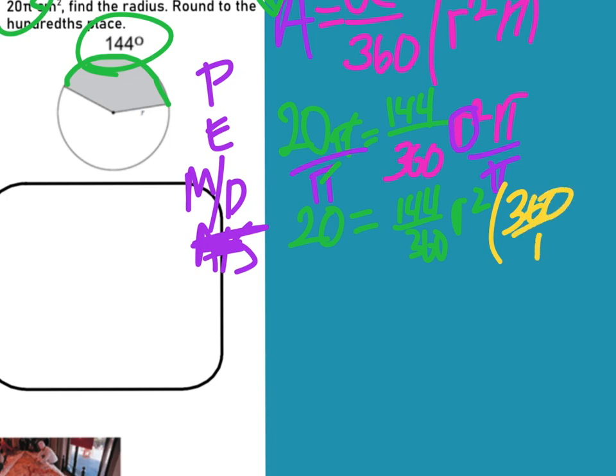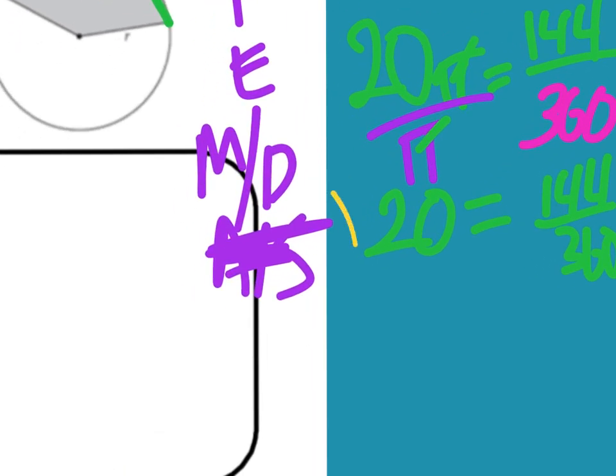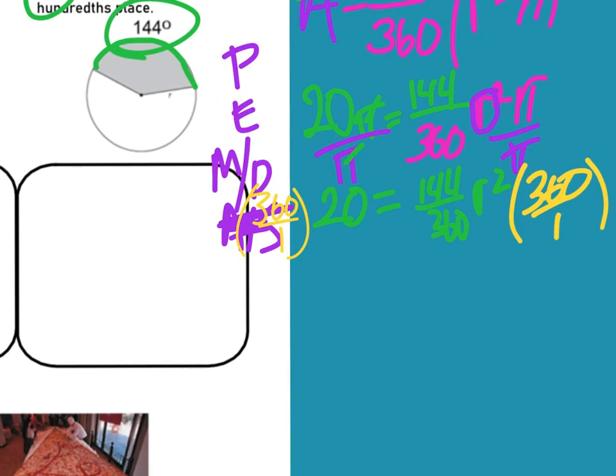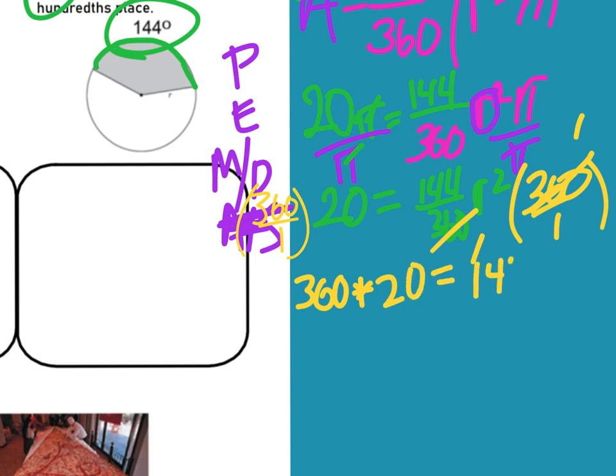360 on this side, I think I'll make it 360 over 1, just so it's a little easier to see that I'm multiplying the numerator by the denominator here. So one's in the numerator, one's in the denominator. This is 360 multiplied by 20. I'm going to make you do that on your calculator. This is 144 multiplied by r squared.